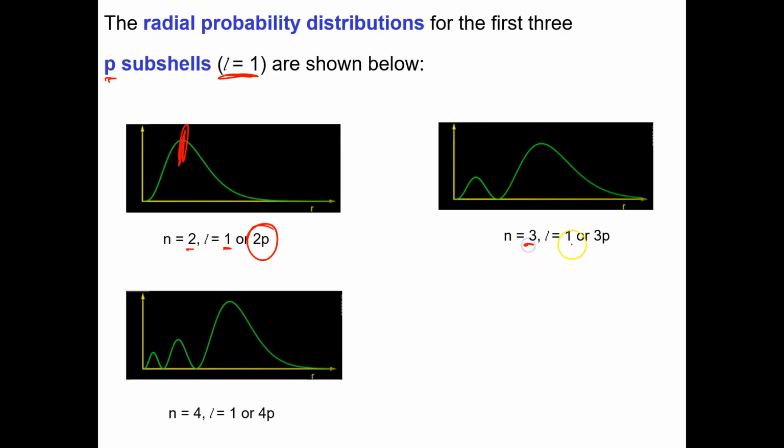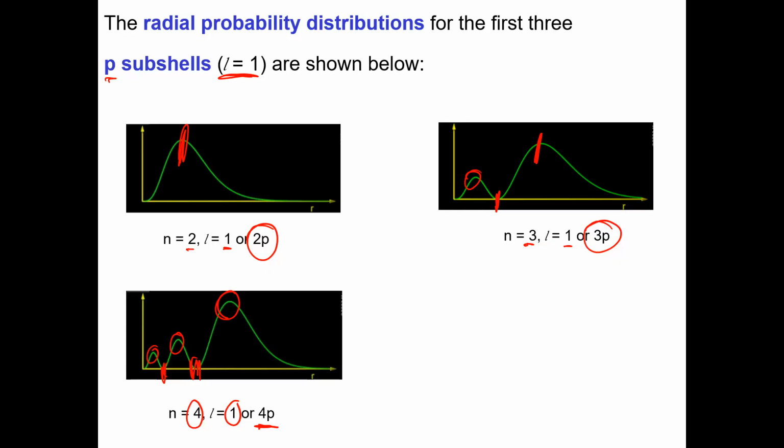When we go out to n equals 3, L equals 1, that gives us the 3p subshell. The principal peak is moved further away from the nucleus. We have one node and we have a little peak where this is penetrating closer to the nucleus. And again, when we go out to n equals 4, L equals 1, that gives us the 4p. We have the major peak even further out than what we see for the 3p, and we have two nodes and two regions where the electron penetrates closer to the nucleus.